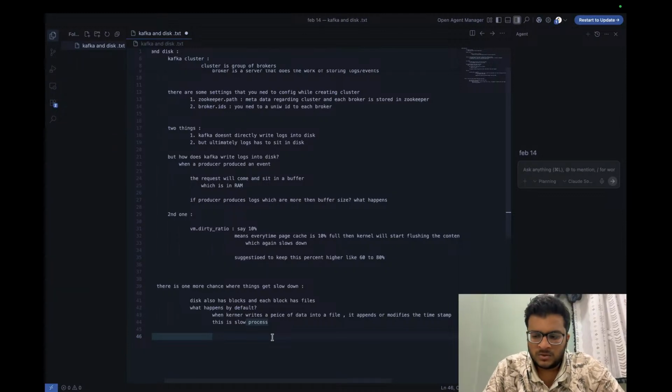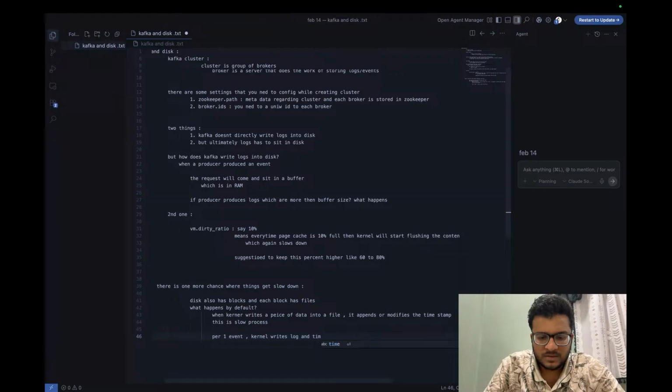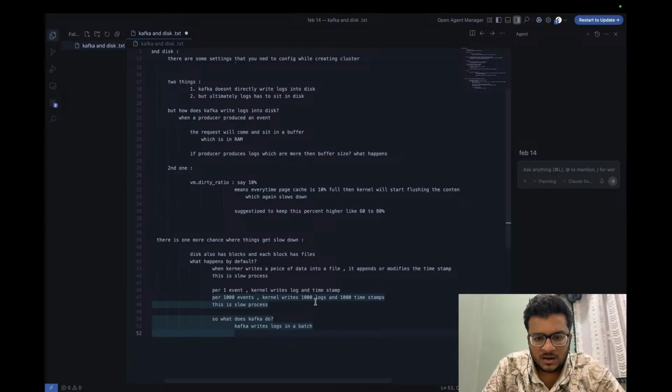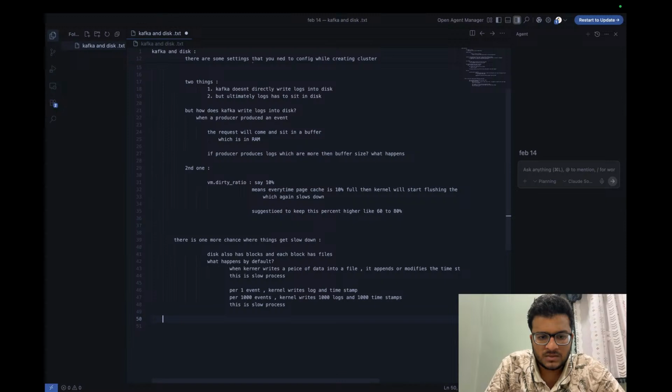Let's say per one event, imagine the kernel is doing this. Per one event, the kernel writes a log and a timestamp. Per thousand events, the kernel writes 1,000 logs and 1,000 timestamps. This is a slow process. So what does Kafka do? We don't want that. We already have this.